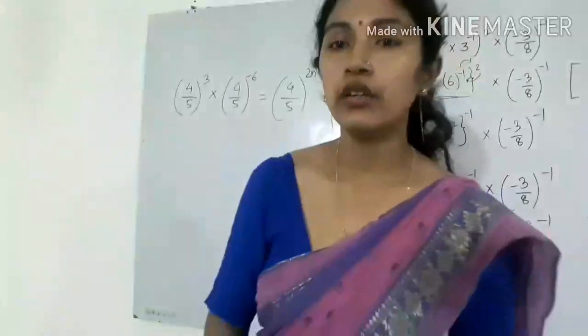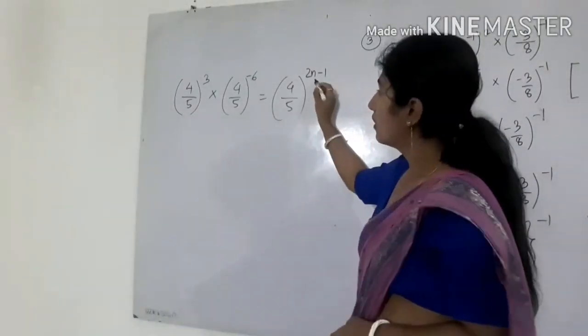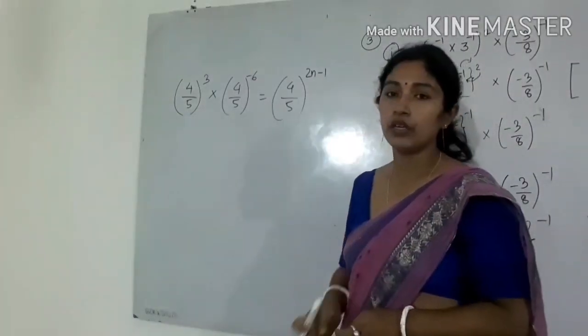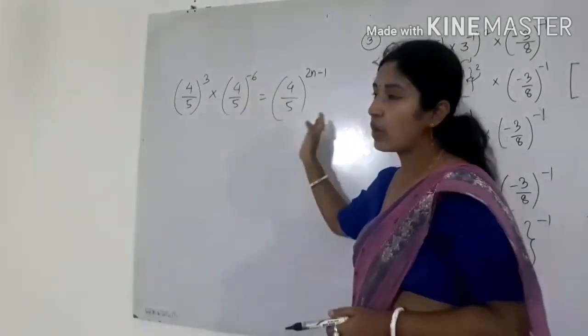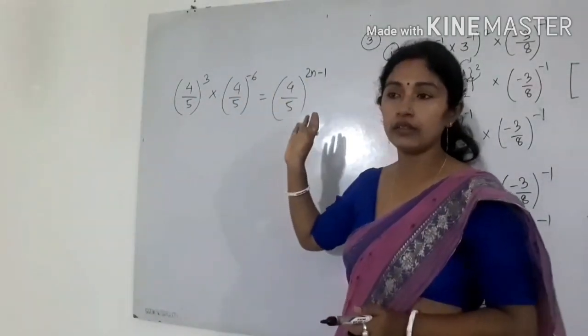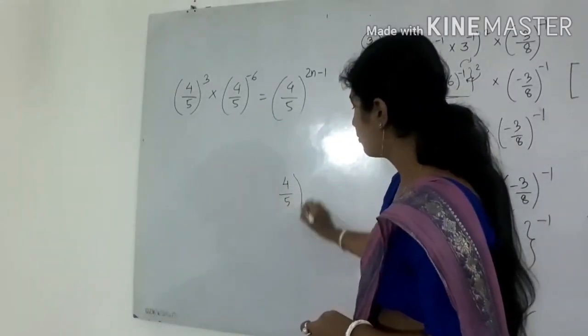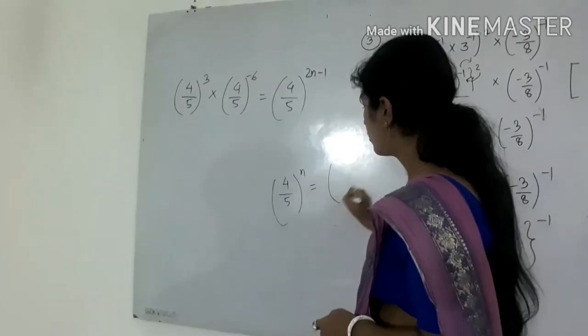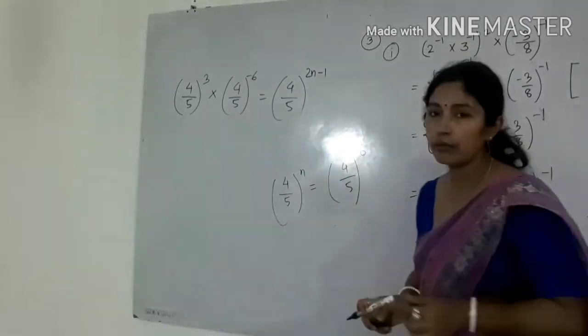So next question. See, you have to find the value of n here and this expression is given. See, all the bases are same. So this is one type of question, but this question can come like this also. See, 4 by 5 whole to the power 3 into 4 by 5 whole to the power minus 6 is equal to 4 by 5 whole to the power 2n minus 1. See what is happening?